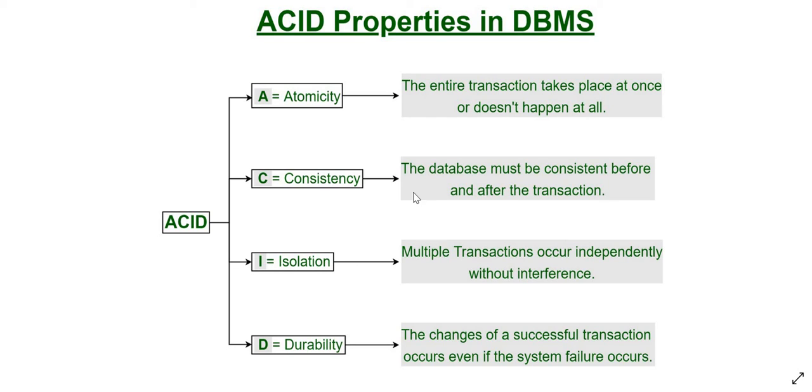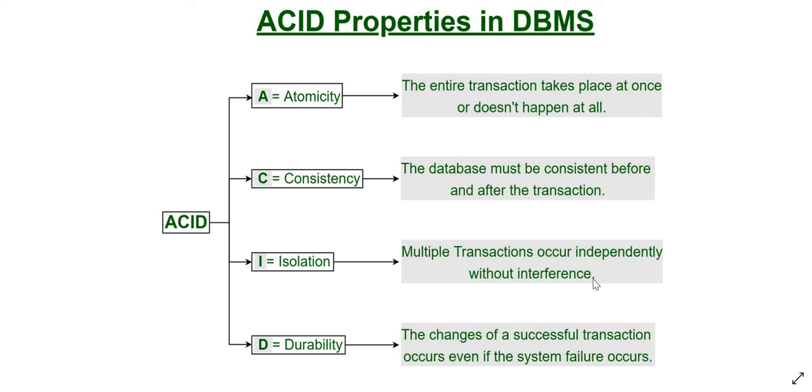Now next, moving on to isolation in the ACID properties, which is denoted by I. It is called isolation. What it tells us is that multiple transactions occur independently without interference. So now let me take an example of a database, DB.